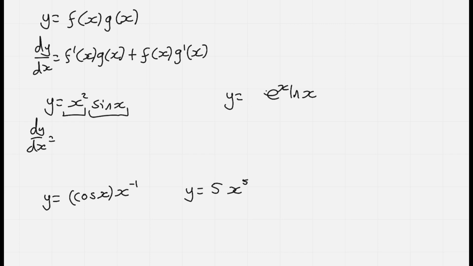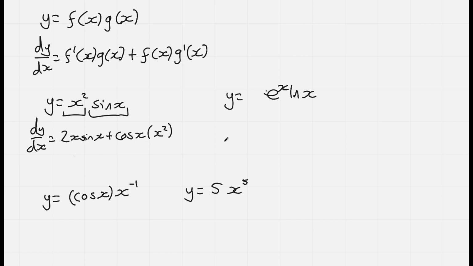You may have three functions. We may talk about that in the future, but let's go about doing it. So first of all, we're going to differentiate the x squared, that's 2x. We're going to times it by sine x. Plus, differentiating sine x, I get cos x, multiplying by x squared. That's our final one.